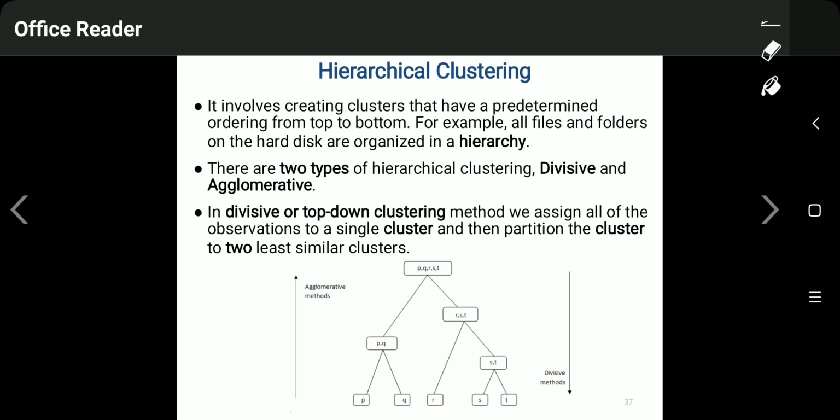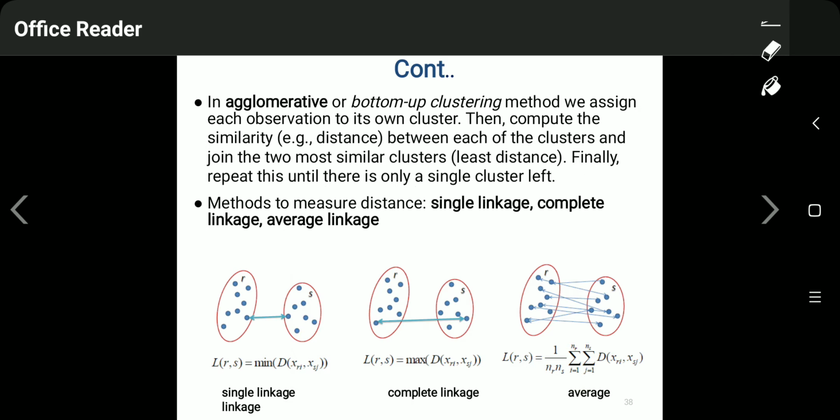Now just see here, PQ and RST, the centers of both these two clusters, are combining, and finally we get the final cluster that has all the elements over here. So this is how agglomerative clustering works in hierarchical clustering.